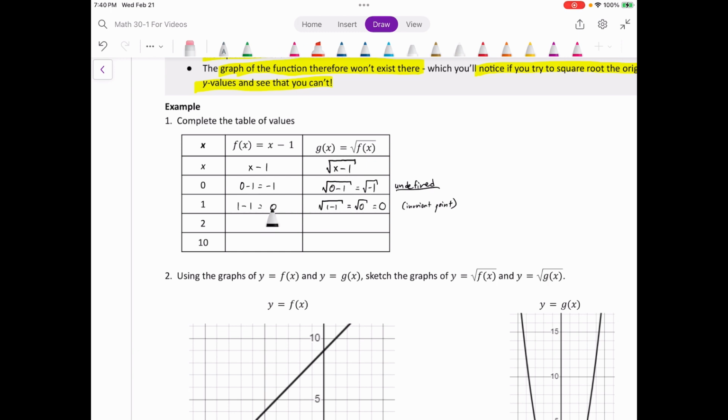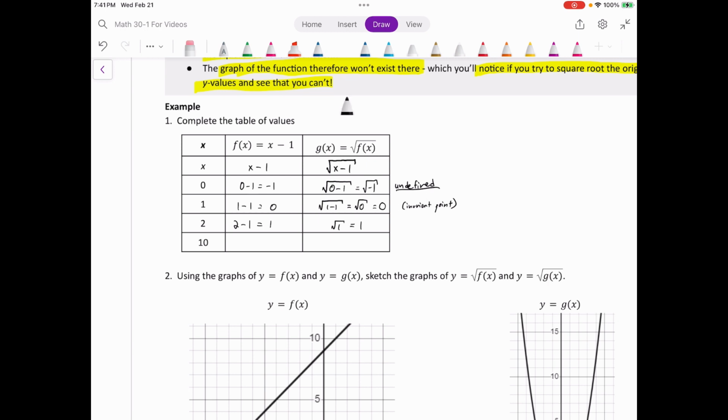What's the square root of 0? It's 0. It's kind of what we ended up doing there anyway. So when x is 2, we've got 2 minus 1, which is 1. Show you what I mean. We could just say, well, this function was 1. This one just takes the square root of the outputs, so it'll be square root 1, which is 1.